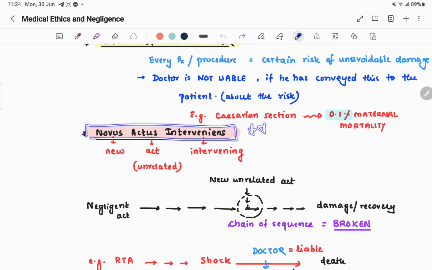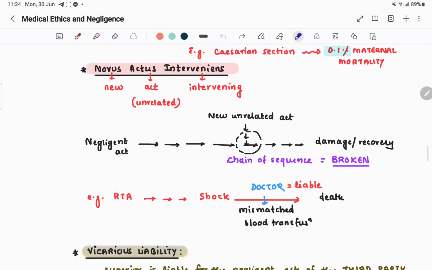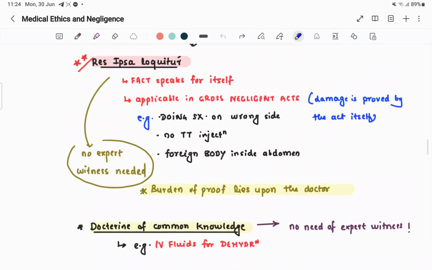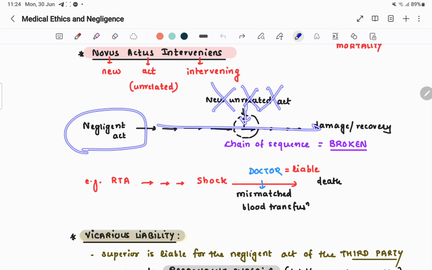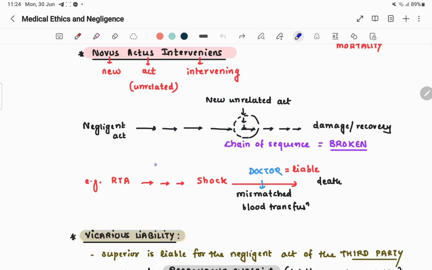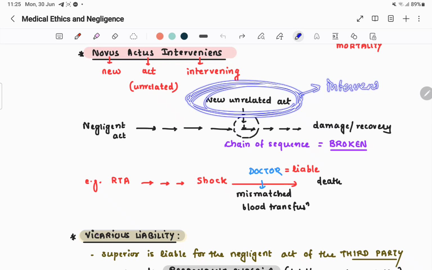Novus actus interveniens. Novus means new, actus means act, and interveniens means intervening. Let's say you have done a negligent act, and after this damage is done, there is a new act which is directly leading to the damage. If this new act wasn't there, then you would be responsible for the damage because you are the proximate cause. But due to this new or intervening act, the chain is broken and the doctor isn't liable.